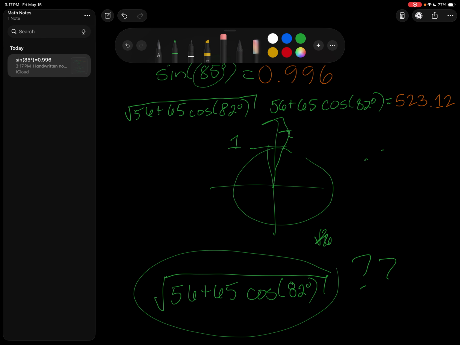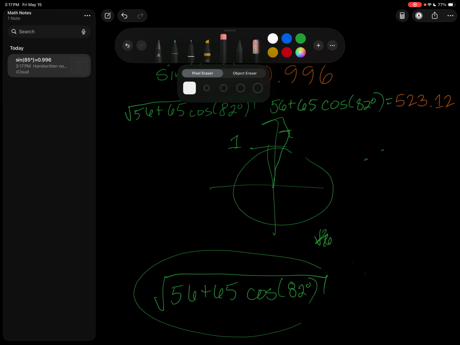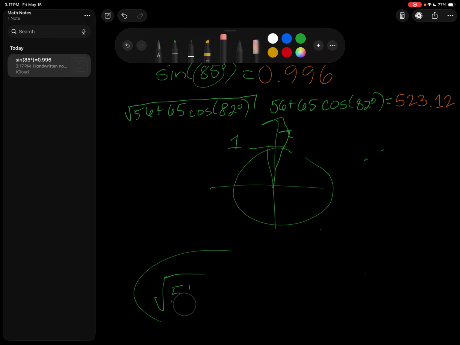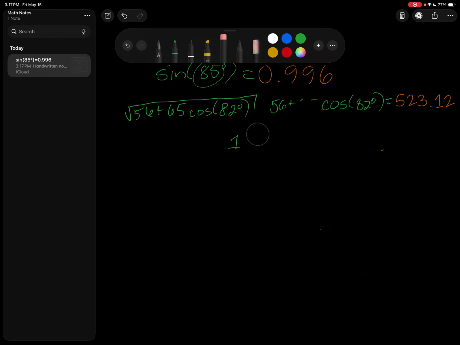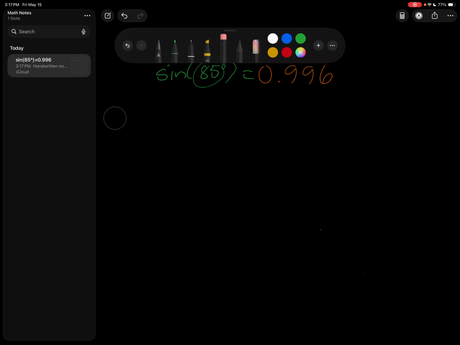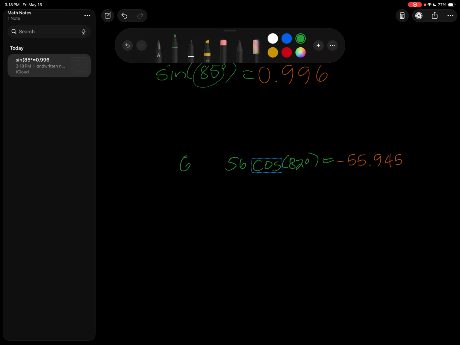Let's try that again then. Or a bigger eraser. Yeah. Okay. Alright. Cosine of 82 degrees equals 56. 65 plus here. The square rooting.